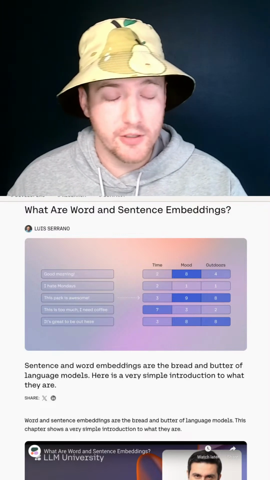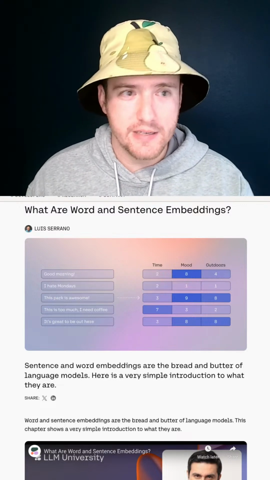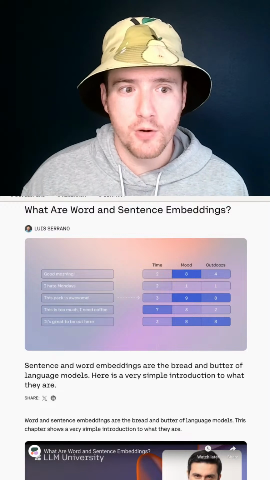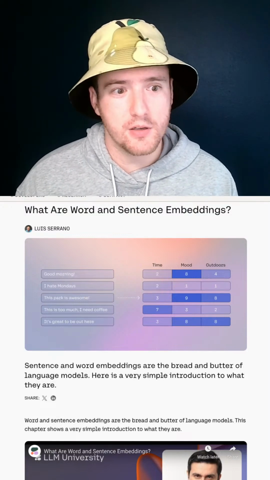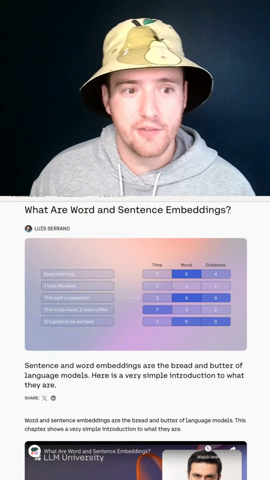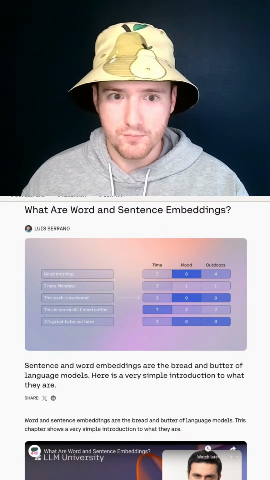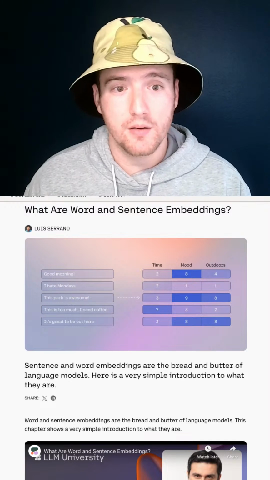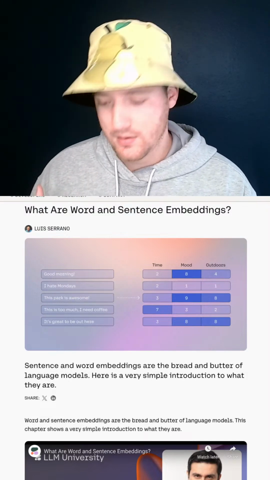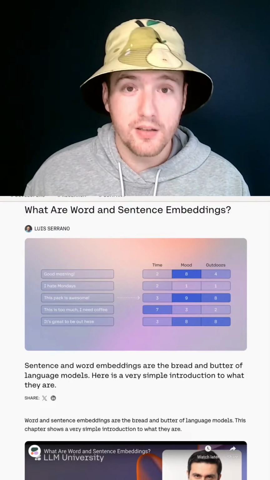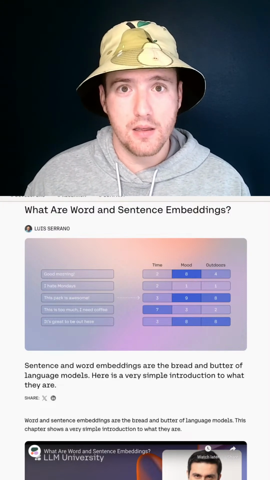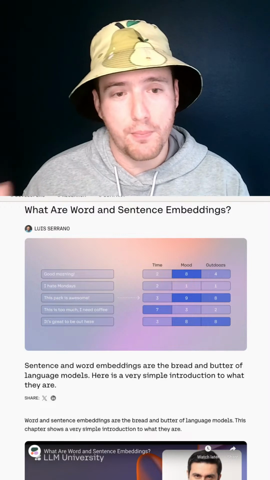This picture right here is going to give you a good overview of what this entire lesson is going to teach us. You can see on the left-hand side, it says, "Good morning. I hate Mondays. This park is awesome. This is too much. I need coffee. It's great to be out there." All of these sentences have a component that can be ranked on a scale from 0 to 10 that then helps it plot a point on a graph.